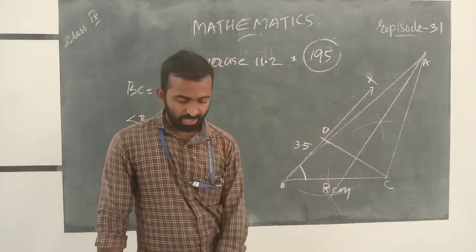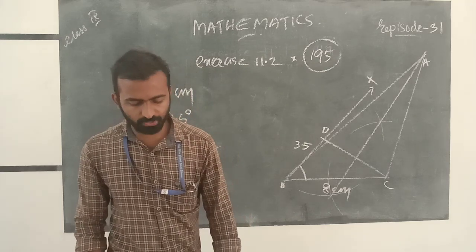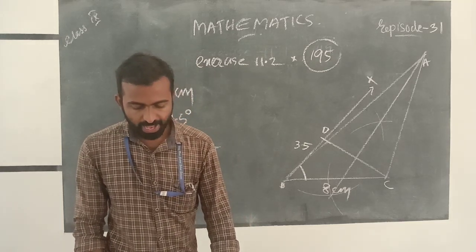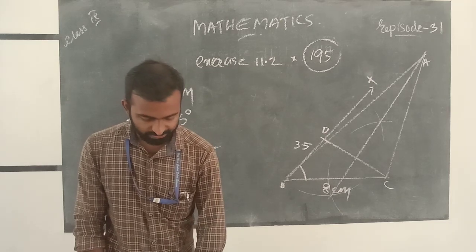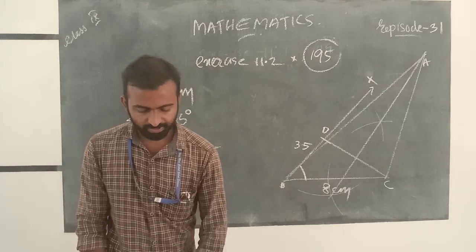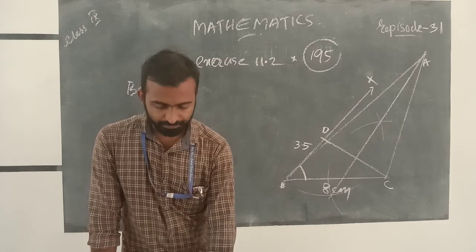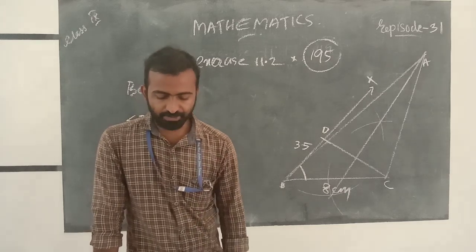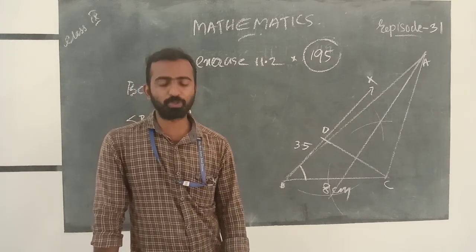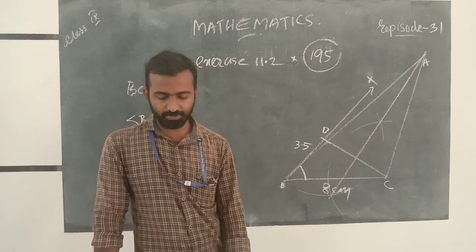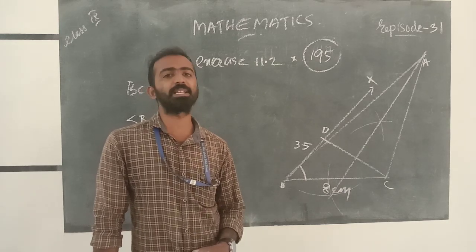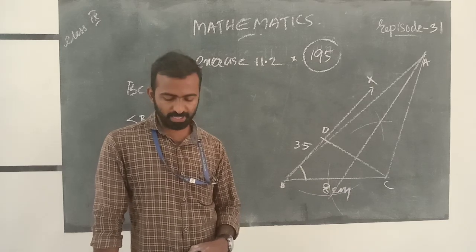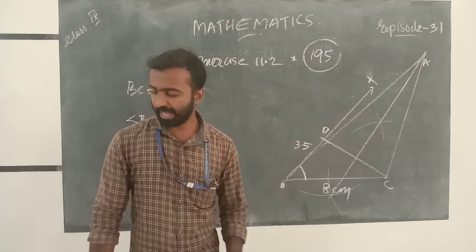Okay. And the fourth question is for your homework. And the fifth question is, what is our fifth question? The fifth question is, construct a right triangle whose base is 12 cm and sum of hypotenuse and other side is 18 cm.